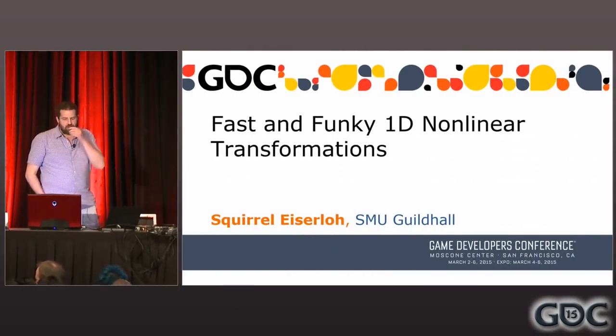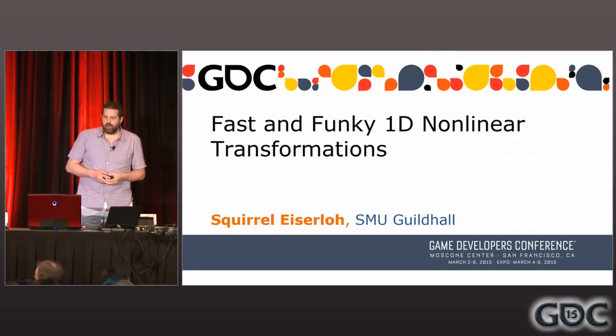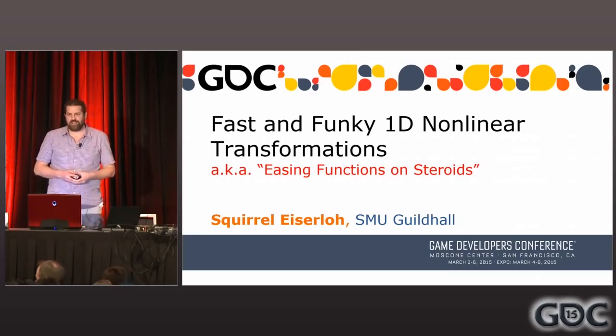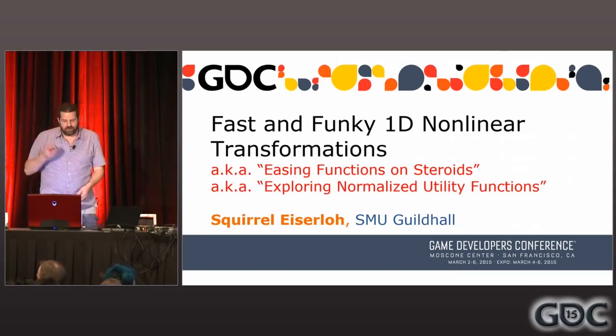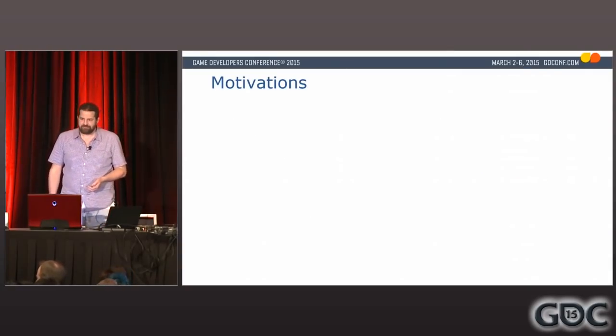I'm going to have a lot of stuff to cover, so I'm going to go quickly. My intention here is mostly to plant a bunch of seeds, and hopefully some of them will take root, and you'll have some takeaways from this. So the title of the talk is Fast and Funky 1D Nonlinear Transformations, but really this is easing functions on steroids, what we're going to talk about, or what the people in the AI summit would call normalized utility functions, right? These are all the same thing.